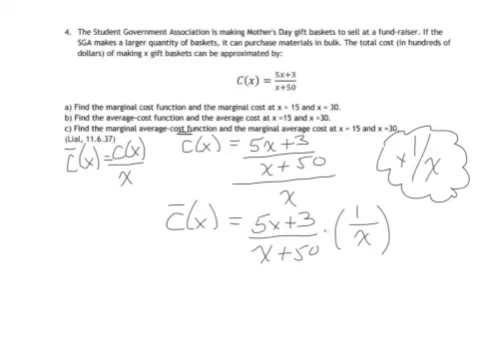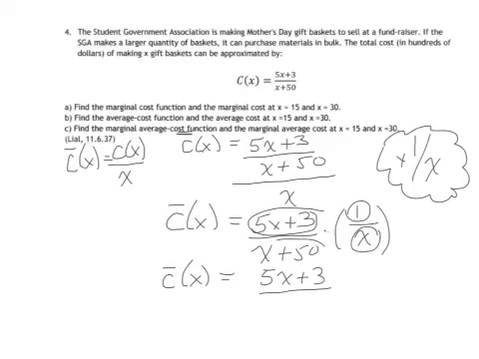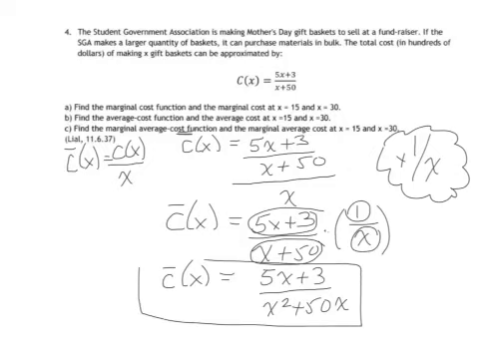And if we expand that, we're going to have an average cost function of 5x plus 3, because that's simply 1 times what's on the top, the numerator, and then in the denominator we're going to have x multiplied by x plus 50, so you've got x times x is x squared plus 50x in the denominator. So that's going to be your average cost function. Okay?